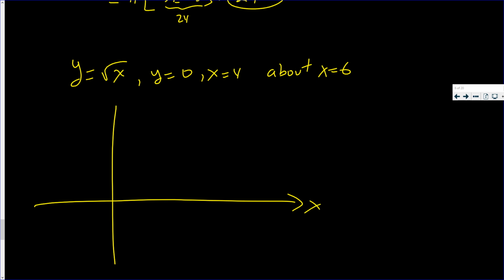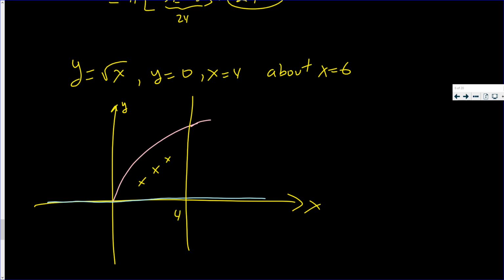This here is the square root of x. This here is y equals 0. And this here is the line x equals 4. So the area in question is that area. Okay, so let's get rid of this little piece here. Now, we're going to revolve this about the line x equals 6. Again, we just want to revolve this area in here. Nothing more, nothing less.